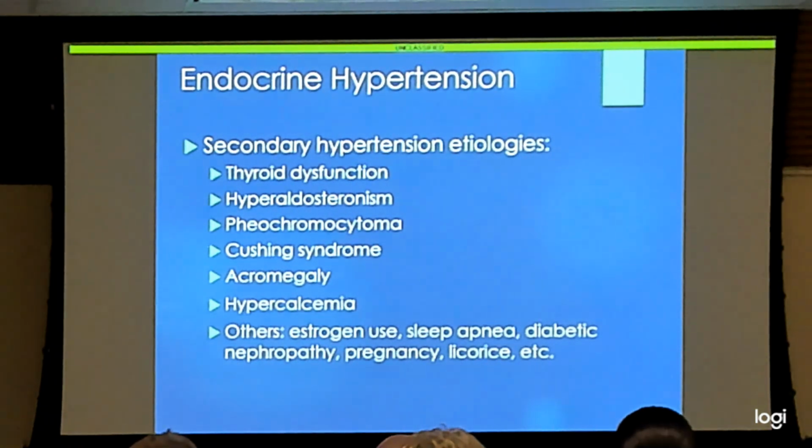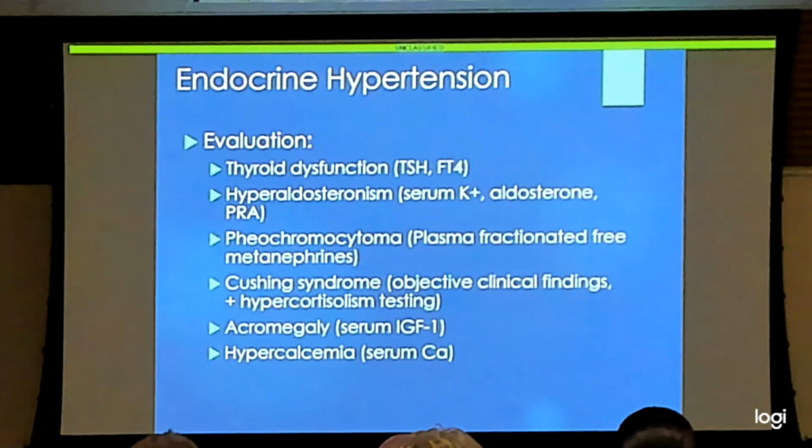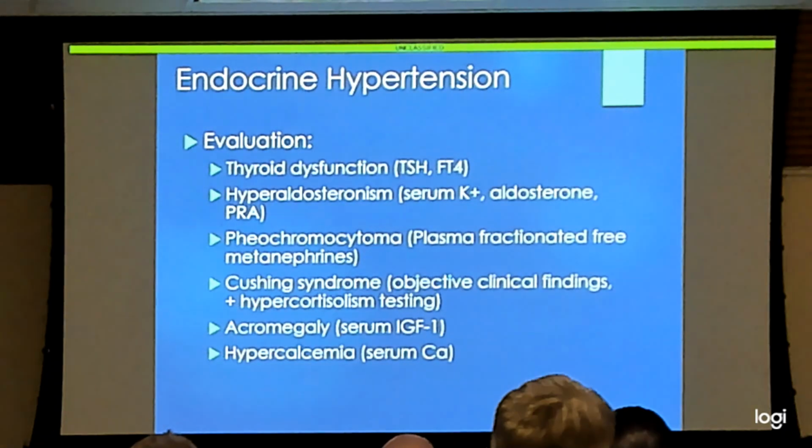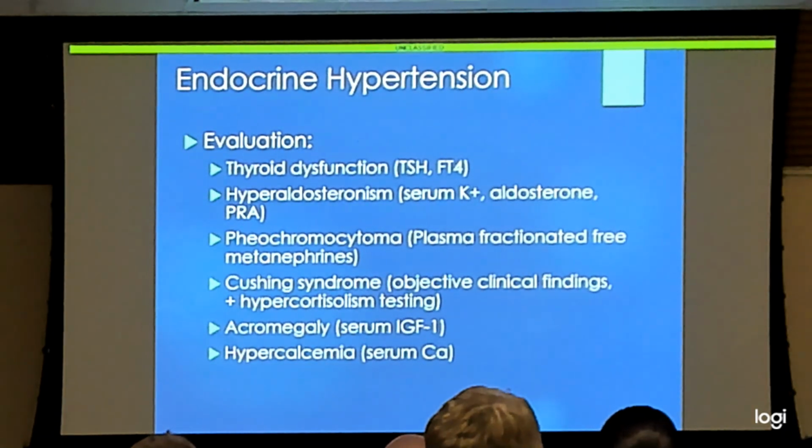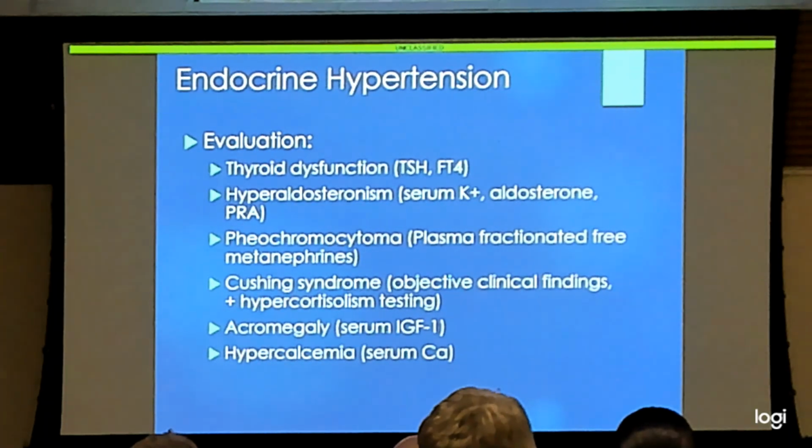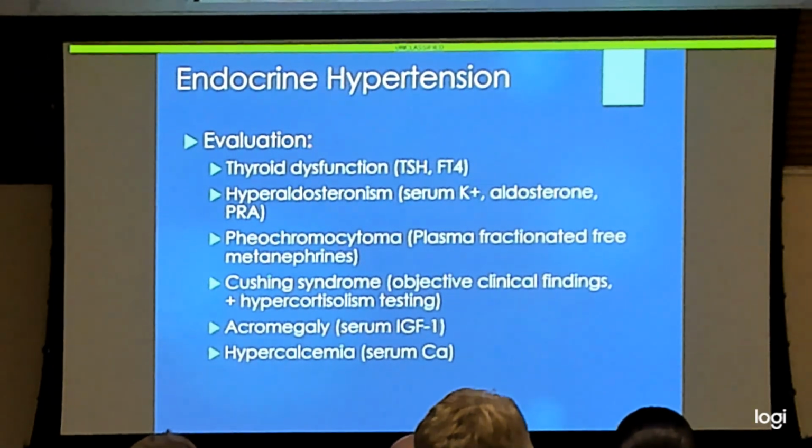So we talked about all of these options. So, the evaluation. For thyroid dysfunction, TSH, free T4. If you want to do T3, go for it. That's also fine. Do a thyroid panel. Good job. But again, you've got the basics of thinking it's coming from the thyroid, which is a very relevant cause of hypertension.